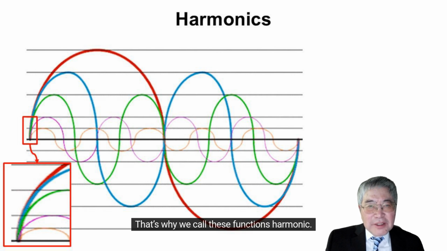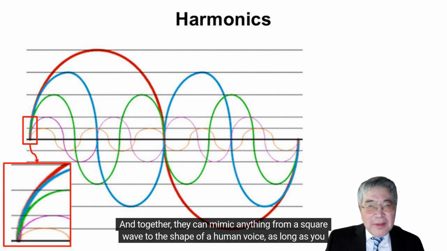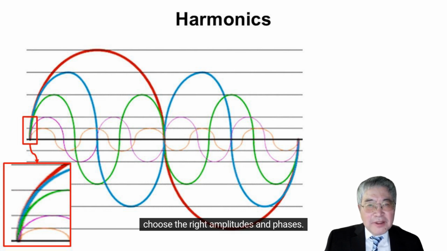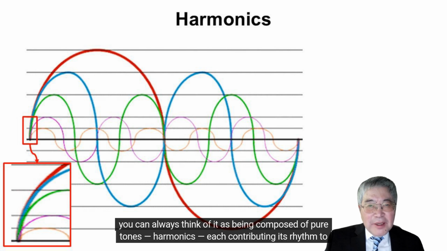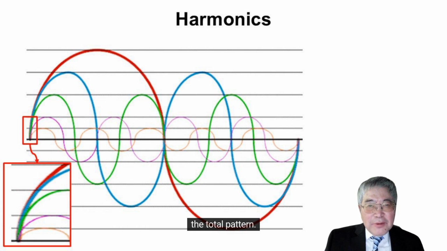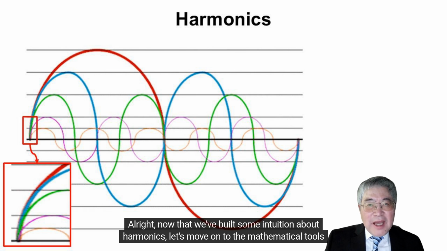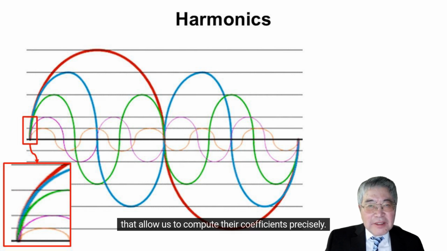That's why we call these functions harmonic. They don't just oscillate, they cooperate. And together, they can mimic anything from a square wave to the shape of a human voice, as long as you choose the right amplitudes and phases. This is the genius of Fourier's insight. No matter how jagged or irregular a periodic signal may appear, you can always think of it as being composed of pure tones, harmonics, each contributing its rhythm to the total pattern. Alright, now that we've built some intuition about harmonics, let's move on to the mathematical tools that allow us to compute their coefficients precisely.